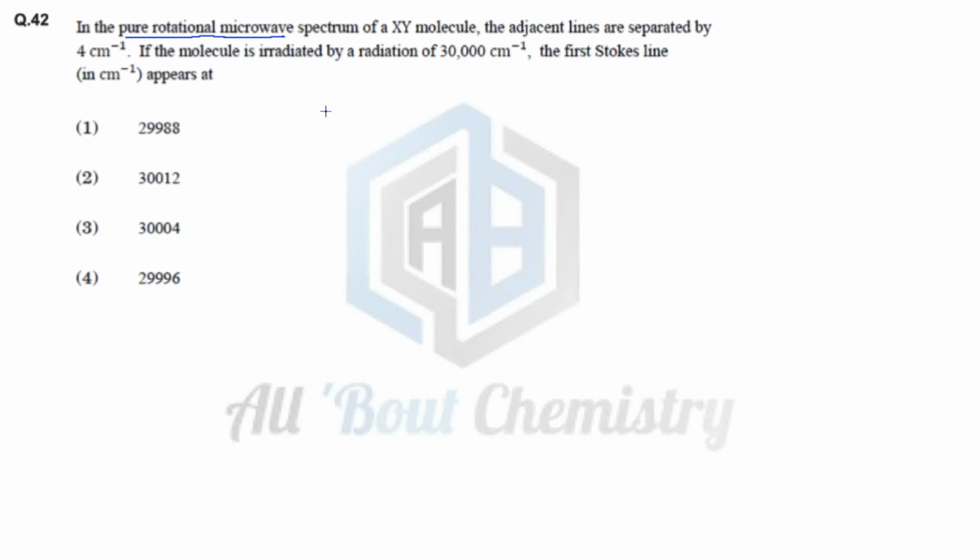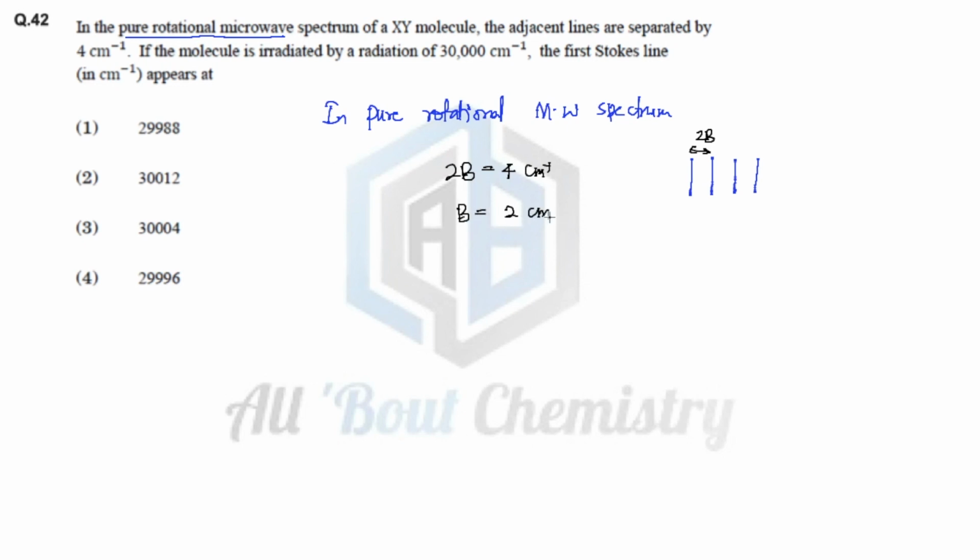So in the pure rotational microwave spectrum, what happens over there is that you have lines, and the difference between two adjacent lines is actually given by 2b, right, where b is your rotational constant. So that means 2b is equal to 4 centimeter inverse. So what is going to be the value of b? B will be equal to 2 centimeter inverse. So we have calculated the value of b. That's the first thing which we have done.